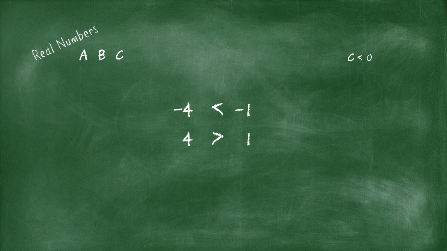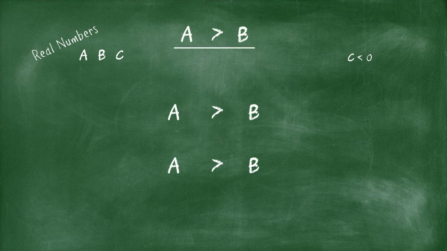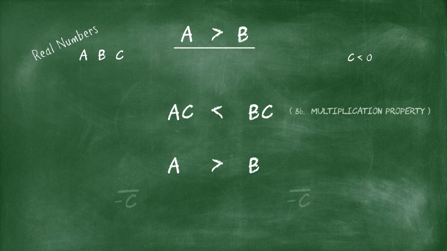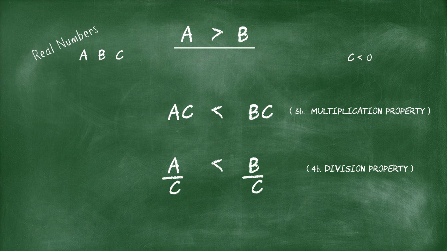Similarly, when both sides are divided by negative 2, we will get negative 2 smaller than negative half. So in general, if the inequality A greater than B is multiplied or divided by a negative number C, the inequality switches, and that is denoted by the change in inequality signs.